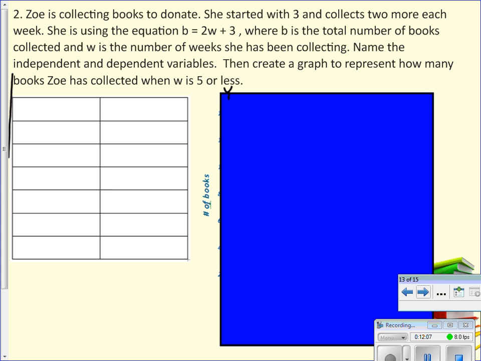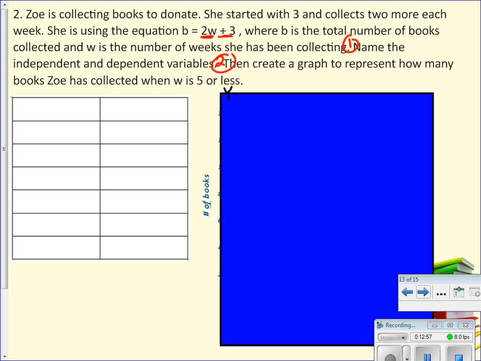Maybe I'll start you on this one because this one has another little curveball in it too. Zoe is collecting books to donate. Oh, good for Zoe. She started with 3 books and collected 2 more each week. She used the equation, her number of books equals 2W plus 3, where B is the total number of books, W is the number of weeks she had been collecting. So it looks like she collected 2 books per week plus the 3 that she had when she started. Name the independent and dependent variables. 2, then create a graph to represent how many books Zoe had collected when W is 5 or less.